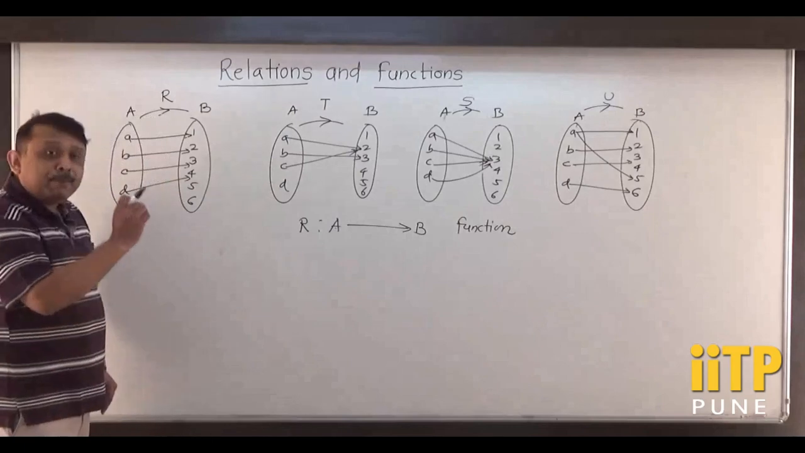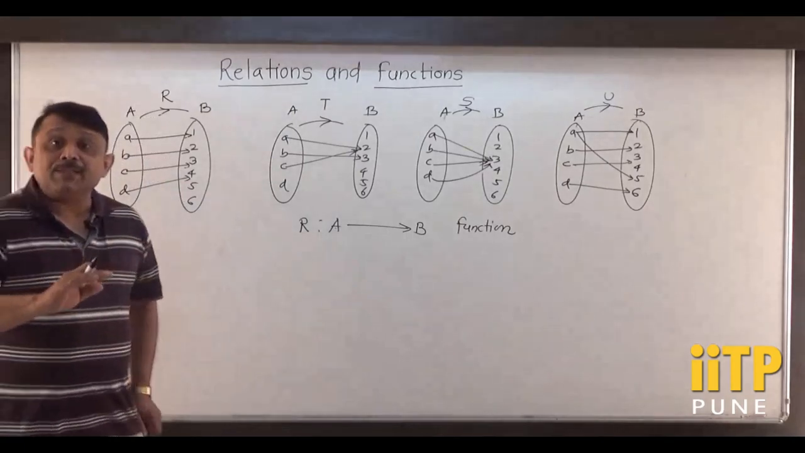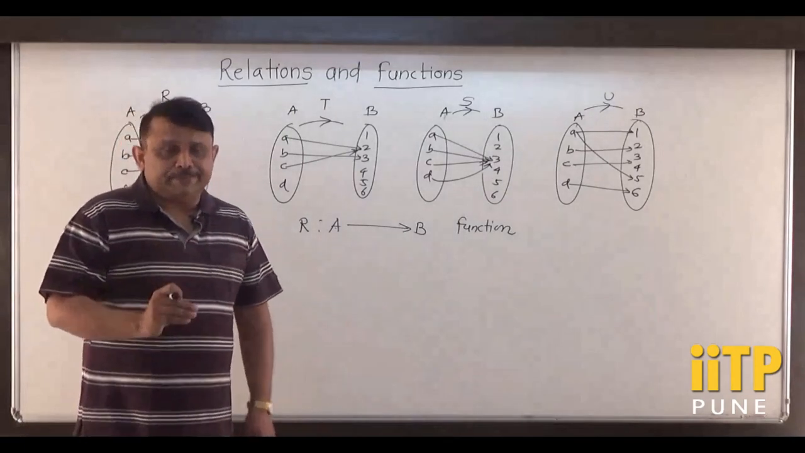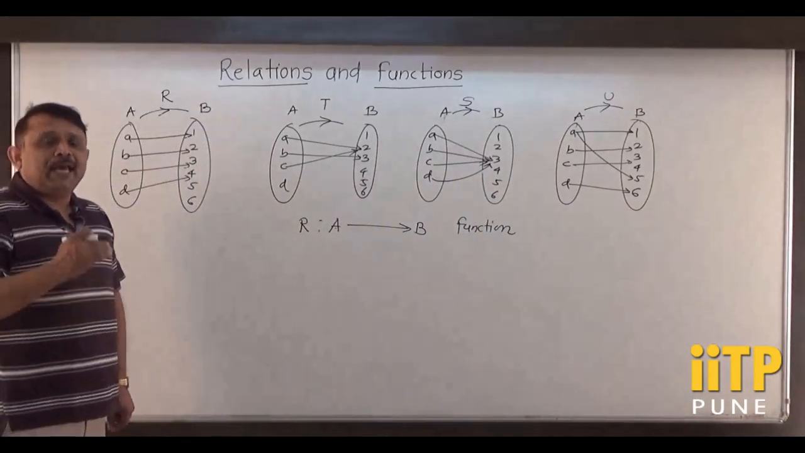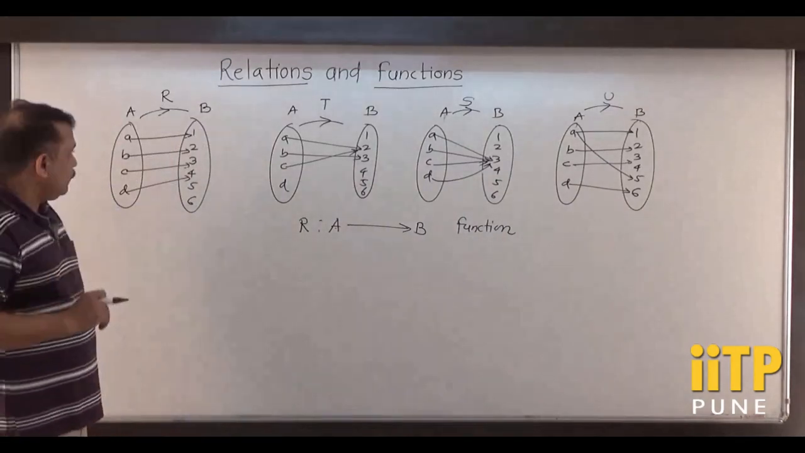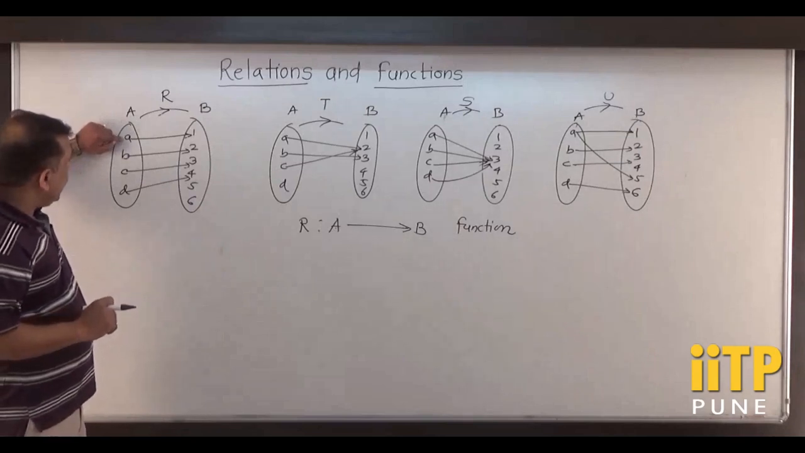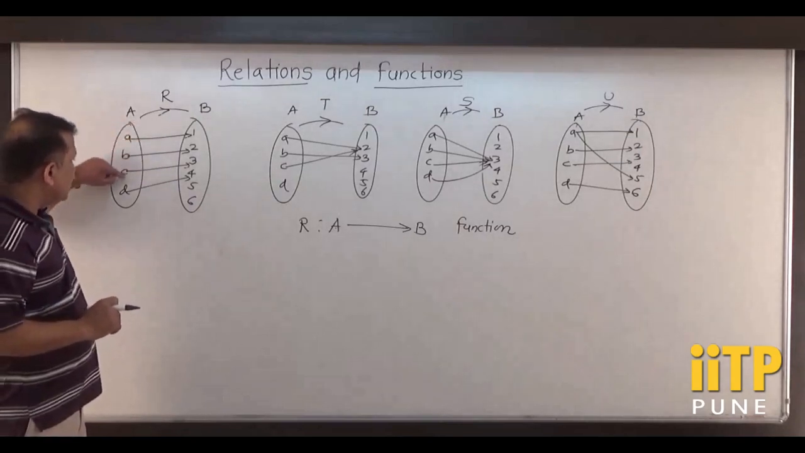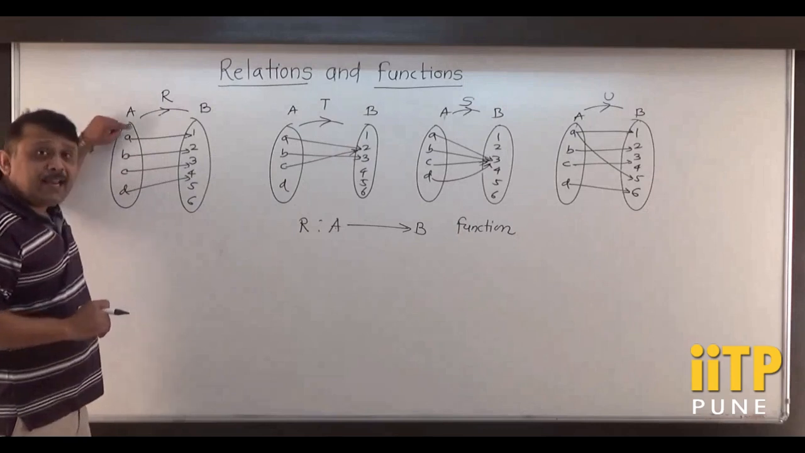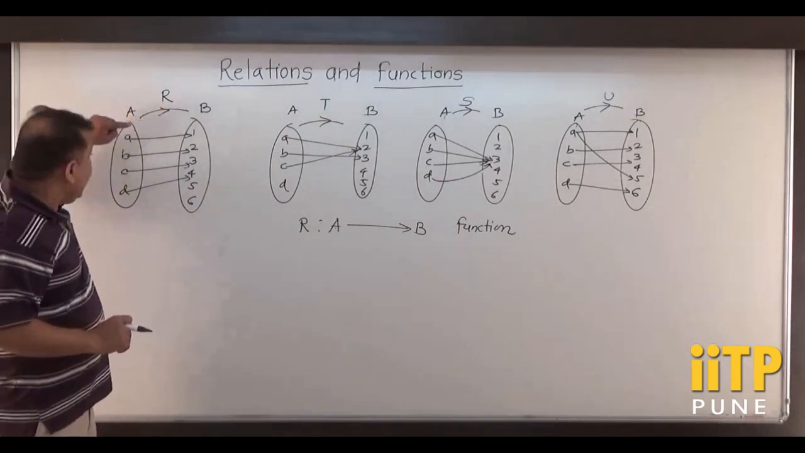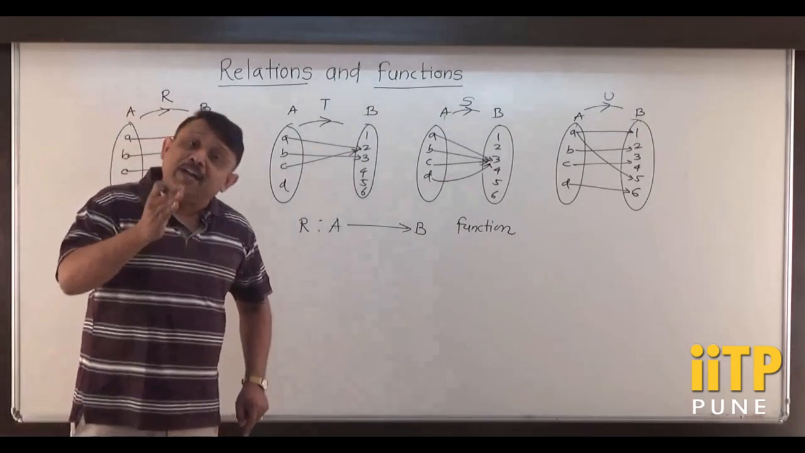And every member of capital A is uniquely related. Now what do you mean by every member being uniquely related? Every member is to be related. So here A is related, B is related, C is related. But once A is related with some number 1, A is again not re-related.